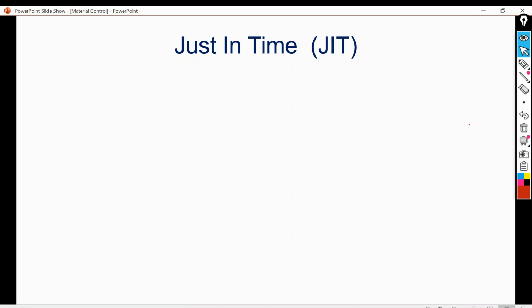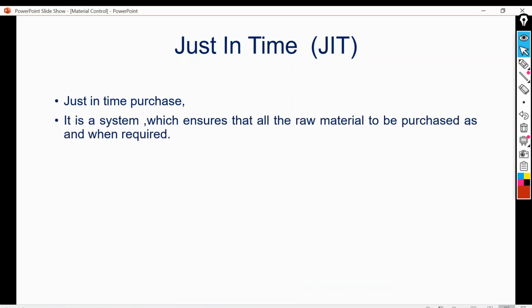We receive material just in time, meaning in the just in time approach there is no need of storage and carrying of any material. Whenever material is needed for production, it is ordered and received by the production manager. There is no lag, delay or storage in just in time. Just in time purchase is a system which ensures that all the raw material is purchased as and when required.